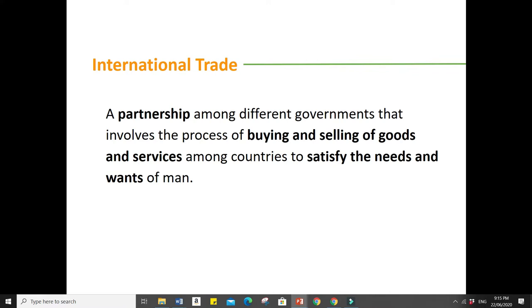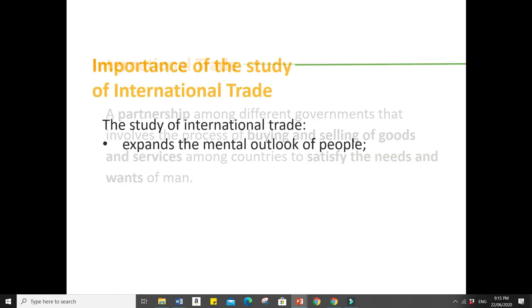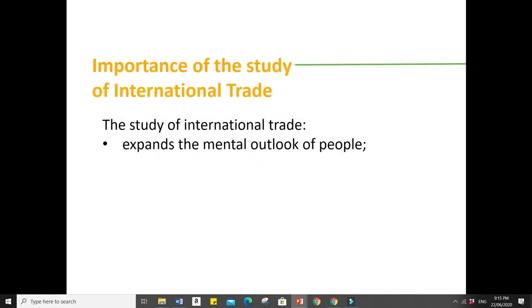Thus, international trade is not just pure economic theory, but also applied economics. So it is concerned with theories regarding the balance of payments, effects of international trade on employment and income of the countries, and exchange rate fixing. Okay, next. So why is it important to study international trade?